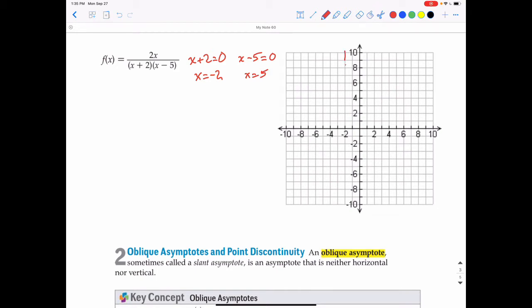So I will draw in the vertical asymptote at x equals negative 2 and the one located at x equals 5.